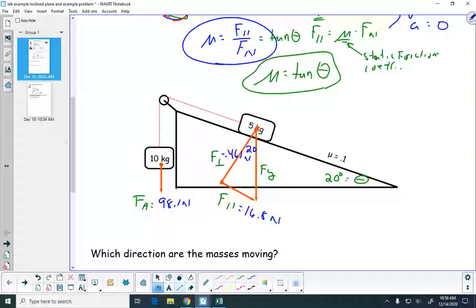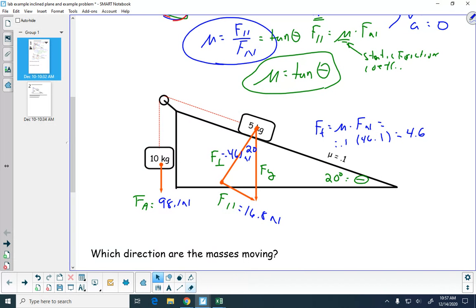Okay, the other thing that we could probably calculate is our force of friction, which is mu times our force normal. Riley, what do you get for the force of friction? It's 4.61. Okay, so we have a force of friction. We don't know which direction that force of friction is going yet.